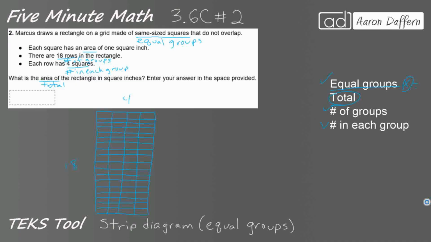That's where the strip diagram equal groups comes in. So let's draw that instead of using this. We could count if we want to, but that's just a lot. We have 18 rows, and so I'm going to draw a strip diagram. Each of my rows is going to be a group. So I'm going to make it nice and long. I'm going to do what I just did.